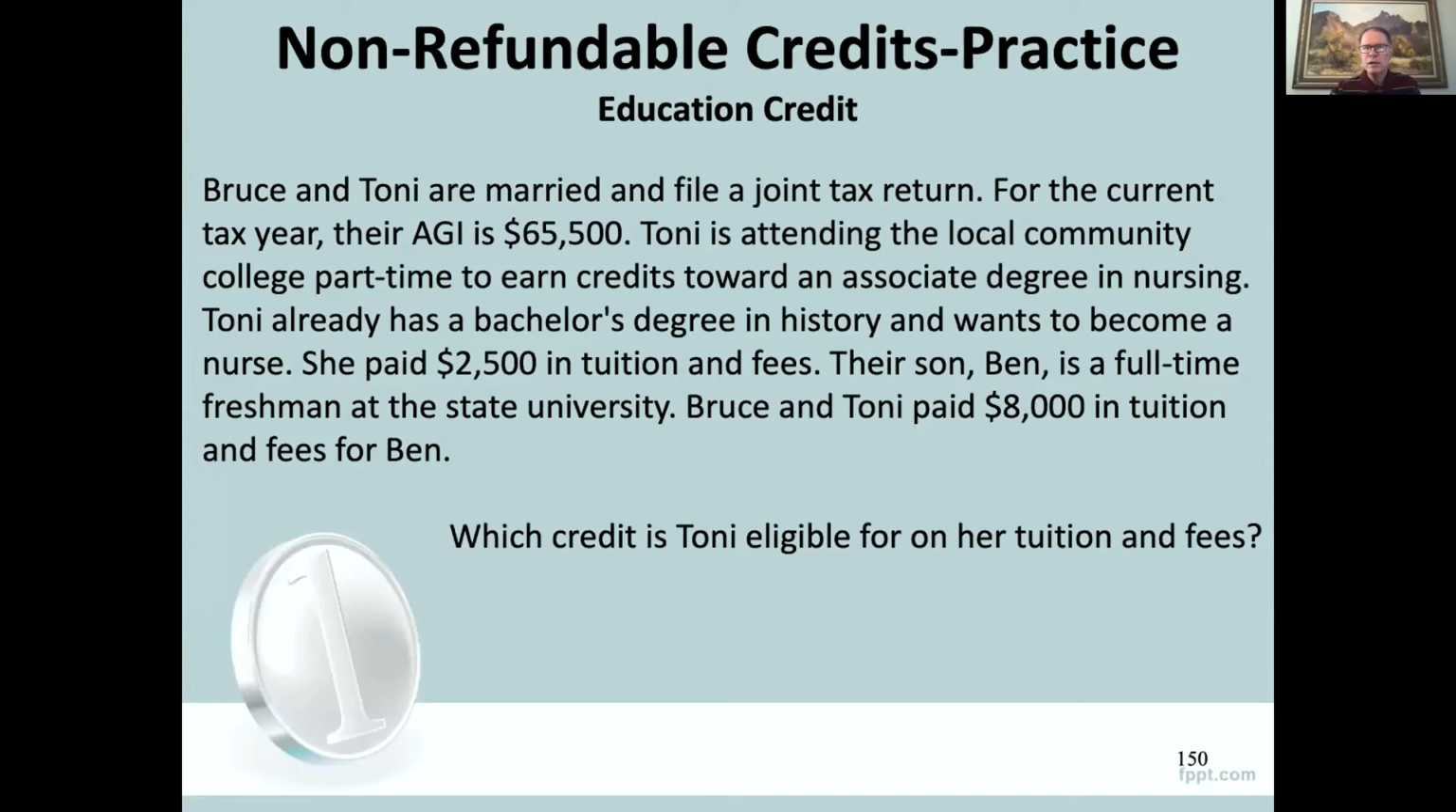Bruce and Tony are married, filing a joint return. Their AGI is $65,500. Tony's attending the local community college part-time to earn the credits toward an associate degree in nursing. She already has a bachelor's degree in history. She wants to become a full-time nurse. She paid $2,500 in tuition. Their son, Ben, is a full-time freshman at the State University. Bruce and Tony paid $8,000 in tuition and fees for Ben. So which credit is Tony eligible for on her tuition and fees of $2,500?